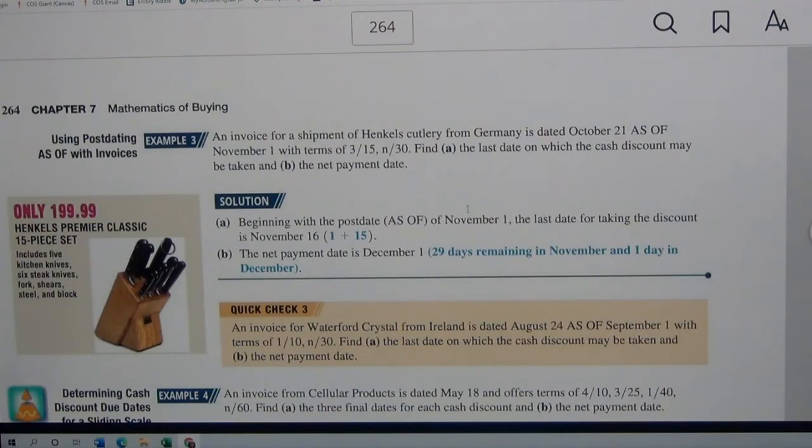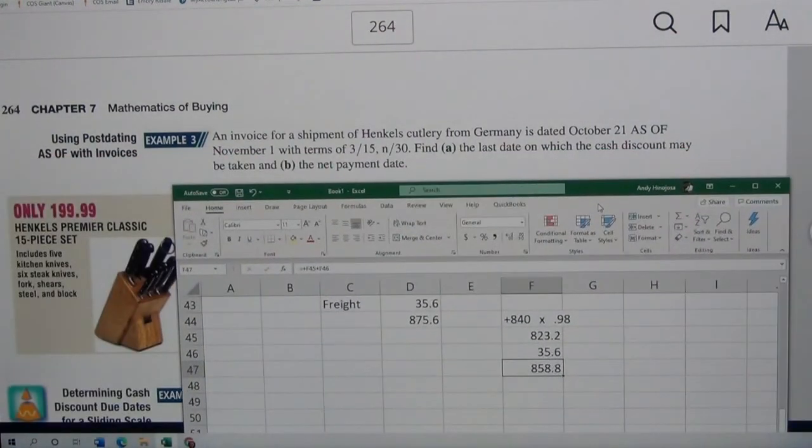An invoice, let's go ahead and cover this up. An invoice for a shipment of Henkel's cutlery from Germany is dated October 21st, as of November 1st, with terms of 3/15 net 30. Find A, the last date on which the cash discount may be taken, and B, the net payment date. Go ahead and pause and see if you can come back with that.